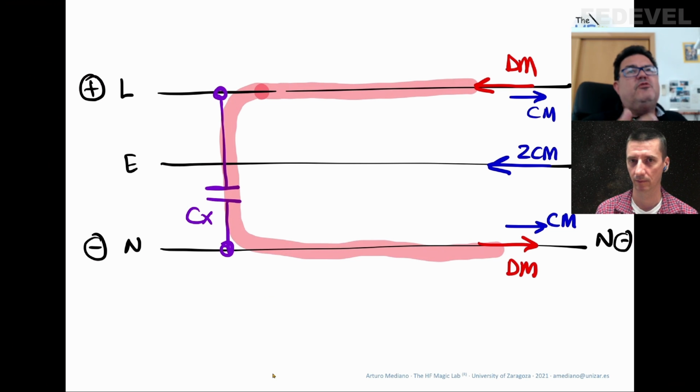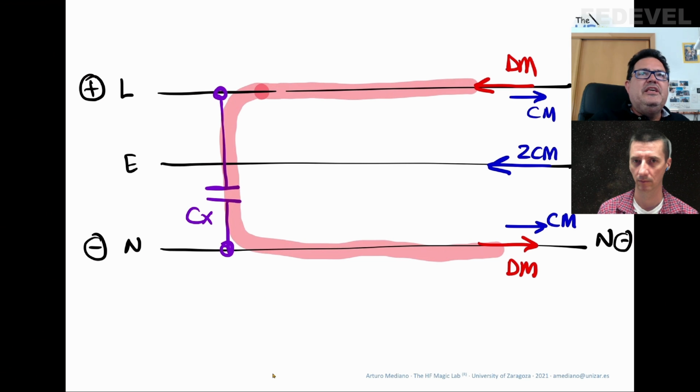Sometimes you can increase the value of the capacitor. You can put a higher capacitor, but the problem is that with a higher capacitor you have some kind of limits, especially in high voltage applications like the mains network, or sometimes a bigger capacitor means that the self-resonant frequency is lower and it will not work at higher frequencies. So increasing the capacitor is not always a solution.